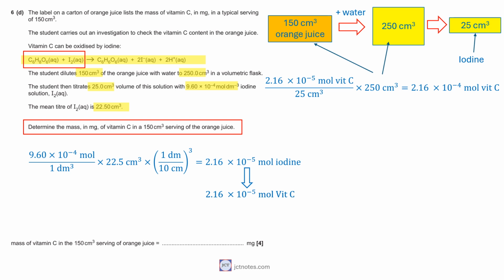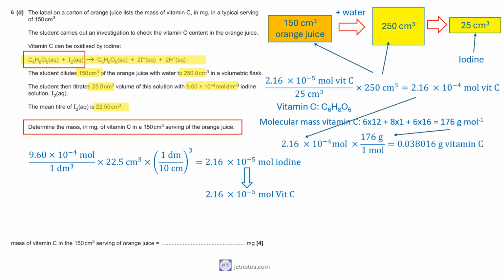As we are given at the beginning of Exercise 6 the formula of vitamin C as C6H8O6, we can calculate the molecular mass of vitamin C as 6 times 12 plus 8 times 1 plus 6 times 16, equal to 176 grams per mole. Multiplying the 2.16 times 10 to the power of minus 4 moles of vitamin C by its molecular mass of 176, we obtain 0.038016 grams of vitamin C. When expressed in milligrams, we get 38 milligrams per 150 cubic centimeters serving. And this is the end of the paper.